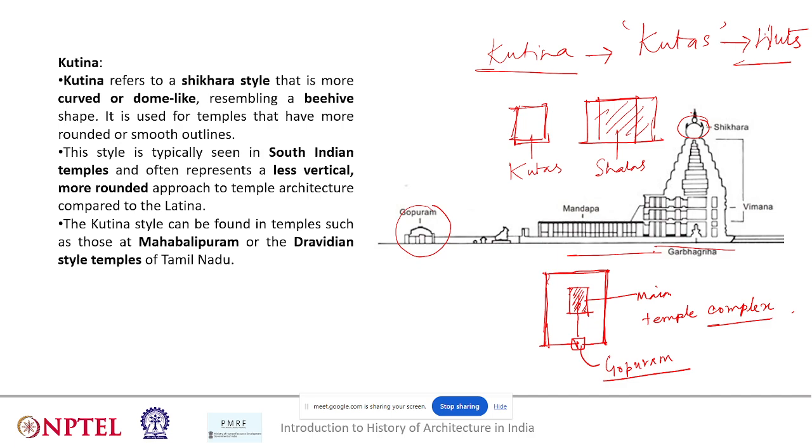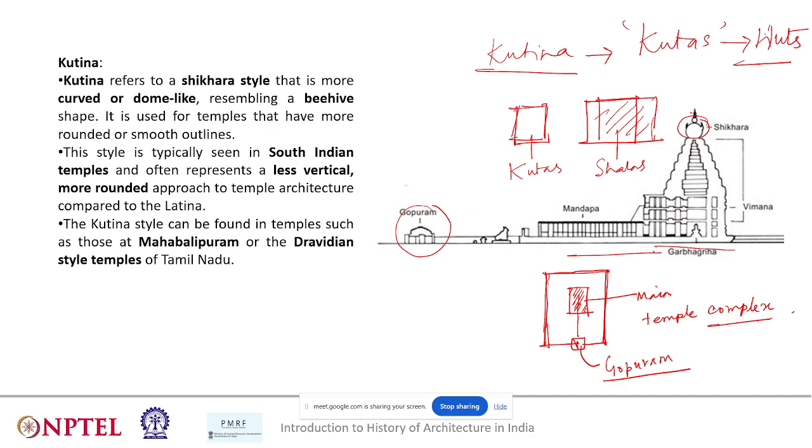Okay, so there are several examples. For example, we have already discussed the Shore temple. There's Minakshi temple, there's Brihadeshwara temple, and so on. There are a lot of examples of the Dravidian style of architecture.